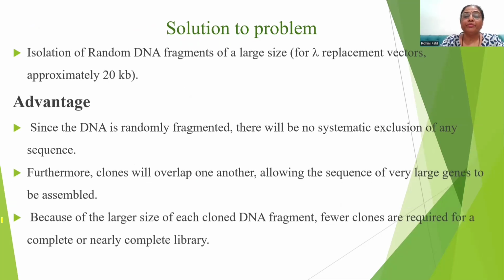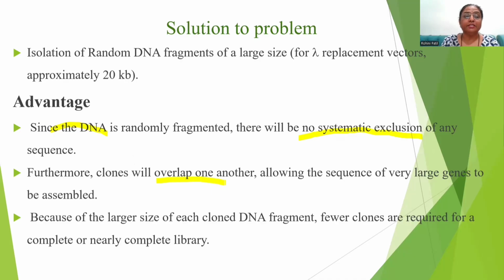Then what is the solution for this problem? The solution is to isolate random DNA fragments. The advantage of isolating random DNA fragments is that there is no systematic exclusion of any DNA sequence. And the clones obtained are overlapping clones. Overlapping means the ends of the DNA sequences overlap each other. And when these sequences overlap each other, we can assemble the genes which lie in between.